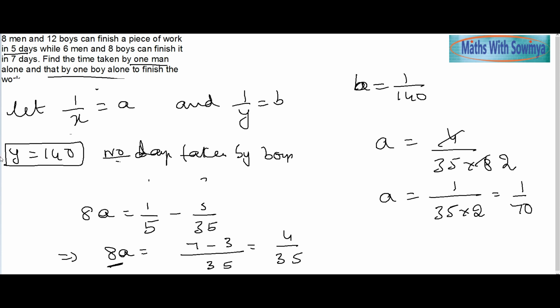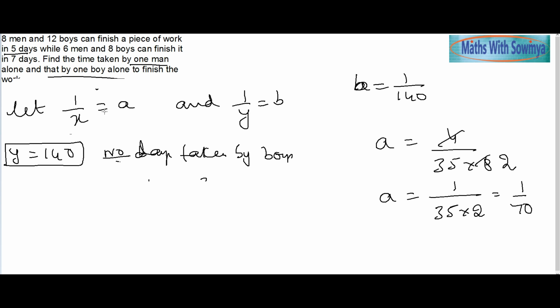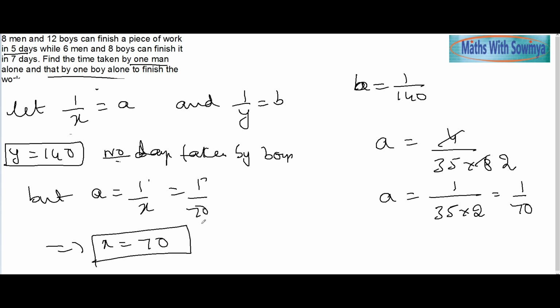But what is A? A is nothing but 1 by x. We know that. So we just have to substitute the values and our answer will be ready. So what is A? A is 1 by x, which is 1 by 70, implies x is equal to 70 days. This is the number of days taken by the man. Now just conclude your answer. So the conclusion is the only thing left out.